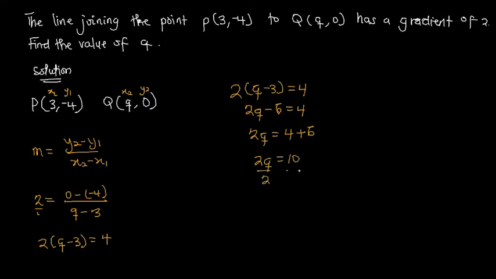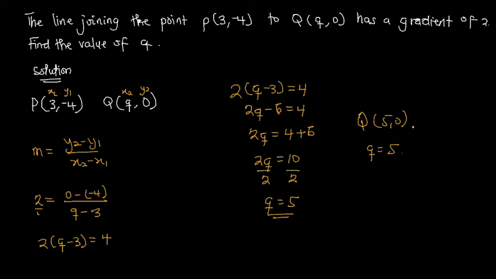I divide both sides by 2 to make my q stand alone, and so the value of my q will be 5. So therefore it means that my point capital Q is (5, 0), and the value of my small q as demanded by the question is 5.